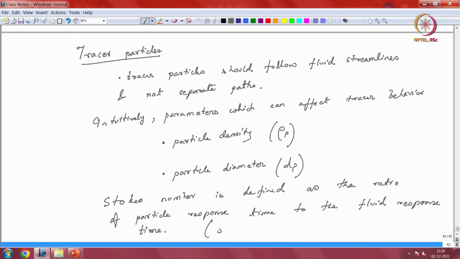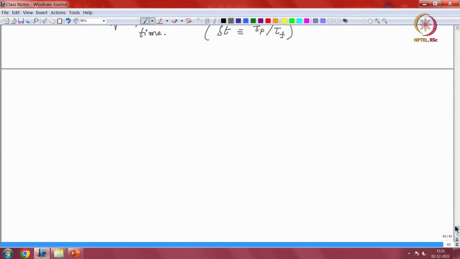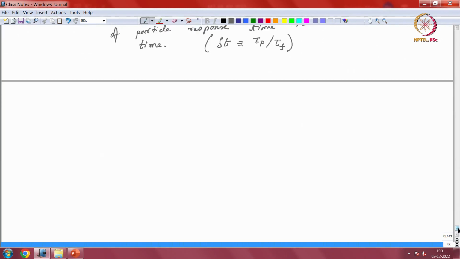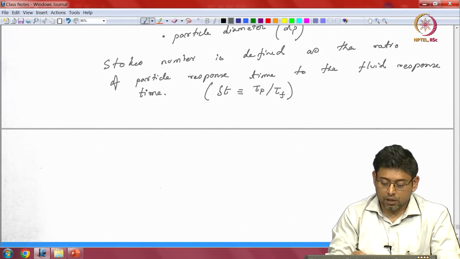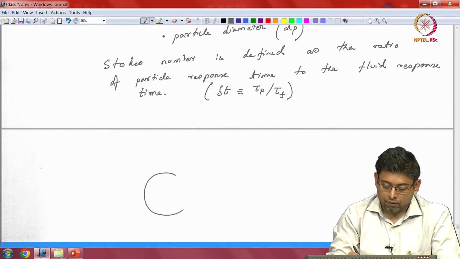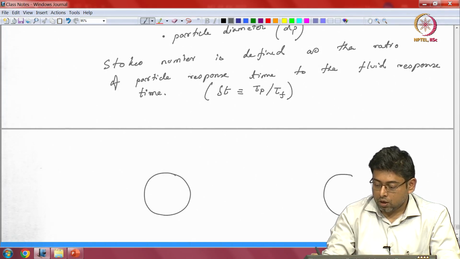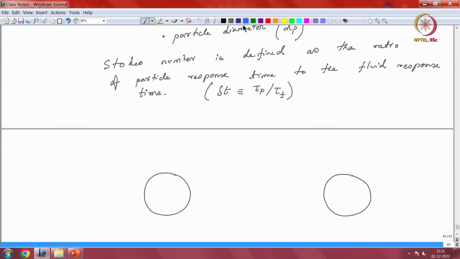So, my Stokes number, I am going to define it as tau p, which I will call the particle response time, versus tau f, which is my flow response time. And I will see what each of these quantities are. Now, my response time is basically a measure of how quickly a quantity responds to change, right. So, what happens when my Stokes numbers are of values that are greater than or less than unity.